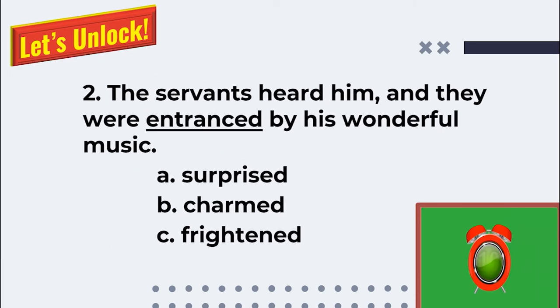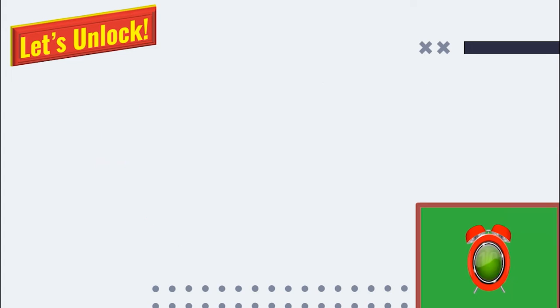Sentence number 2. The servants heard him, and they were entranced by his wonderful music. The underlined word is entranced. What do we mean by entranced? A, surprised, B, charmed, or letter C, frightened. Okay, entranced means charmed.